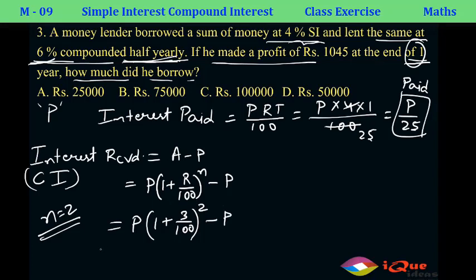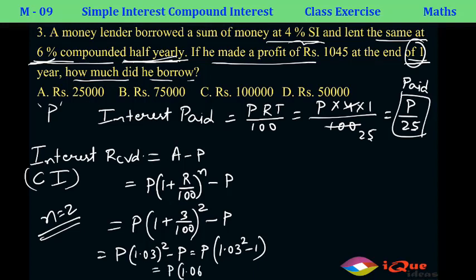So this becomes P into 1 plus 3 by 100, that is 1.03, whole square, minus P. Now it is P common, 1.03 square minus 1. Now we know that 1.03 square is 1.0609. So we can take it as equal to P into 1.0609 minus 1. So this gives us P into 0.0609. Alright. So this is our interest received. This is received interest.